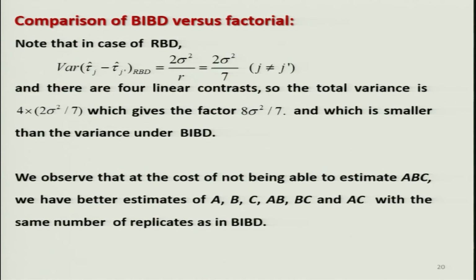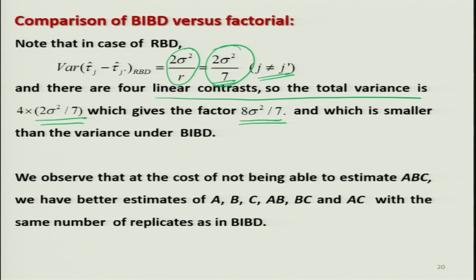Now, you can recall that we had found the variance of tau j hat minus tau j prime hat in the case of the randomized block design, which was 2 sigma square upon r. So, this comes out to be 2 upon 7 into sigma square for j not equal to j prime. There are 4 linear contrasts, so the total variance is going to be 4 into twice sigma square upon 7. So, we have the factor of 8 sigma square upon 7.